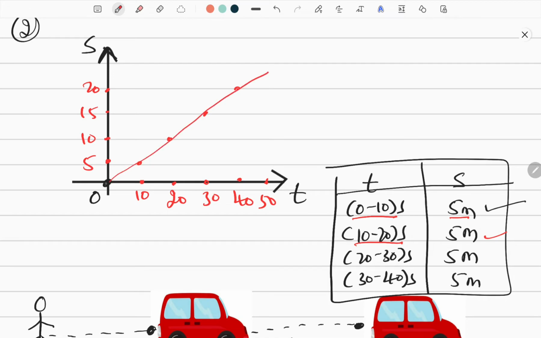which is passing through the origin. And definitely time cannot be negative, and displacement cannot be negative, so that's why this part won't come. So that's why whatever graph is happening, that graph has to happen in the first quadrant only. All right, so this is called as what?